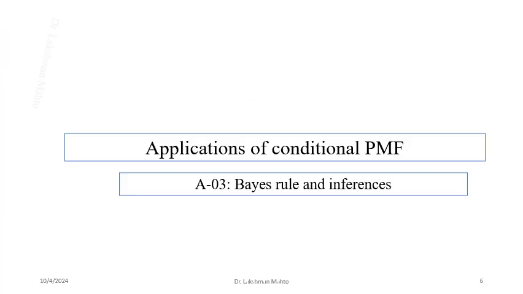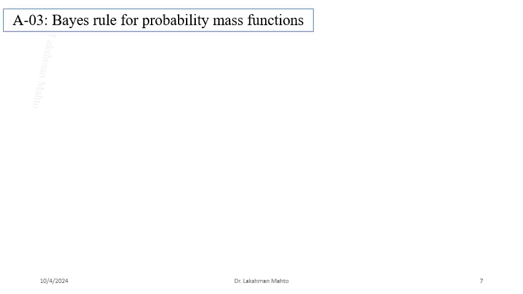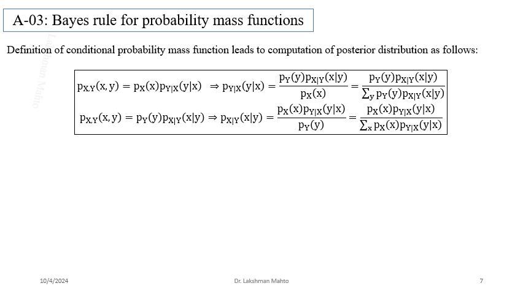So the third application is Bayes' rule, and we'll talk about inference. Bayes' rule is a restatement of the conditional probability mass function. If you write it this way, using the multiplication rule, it means first you are observing X and after that you are observing Y. That means you are talking about the updated probability mass function of Y under the scenario of the X that you are observing. So we call this Bayes' rule.